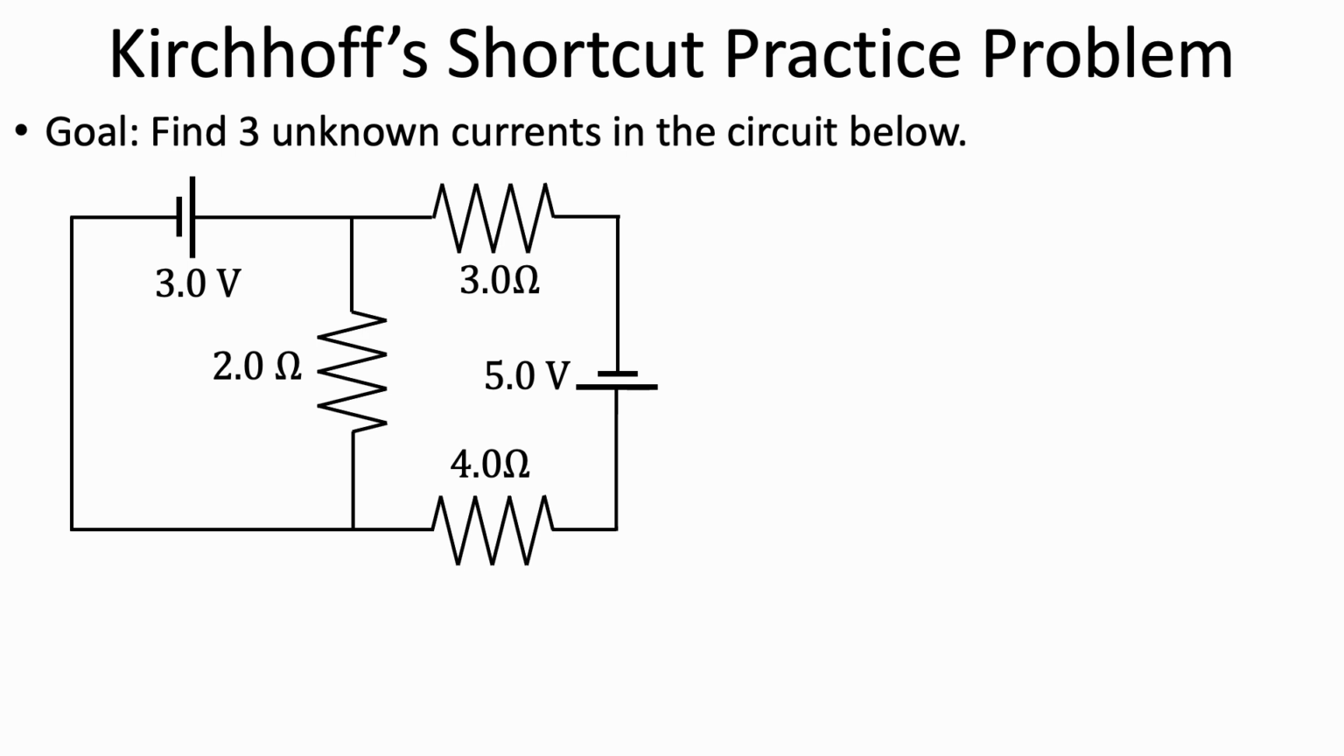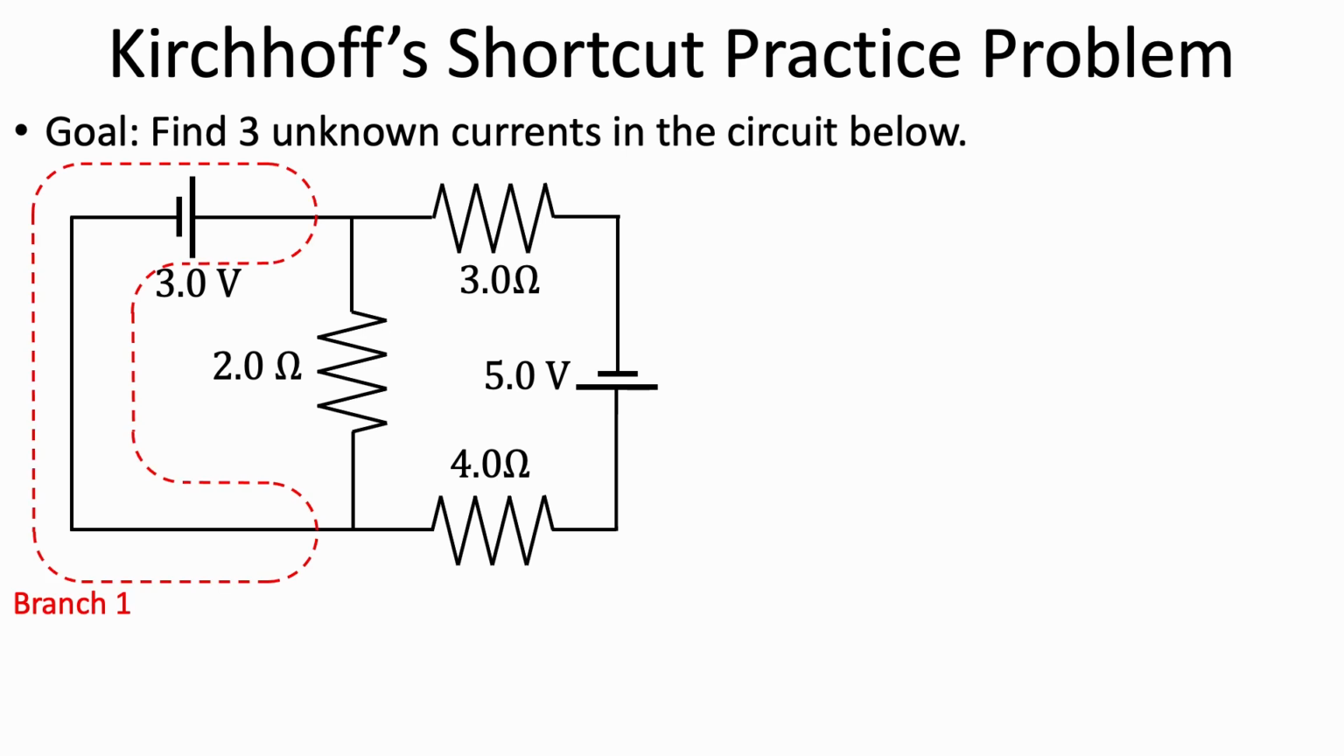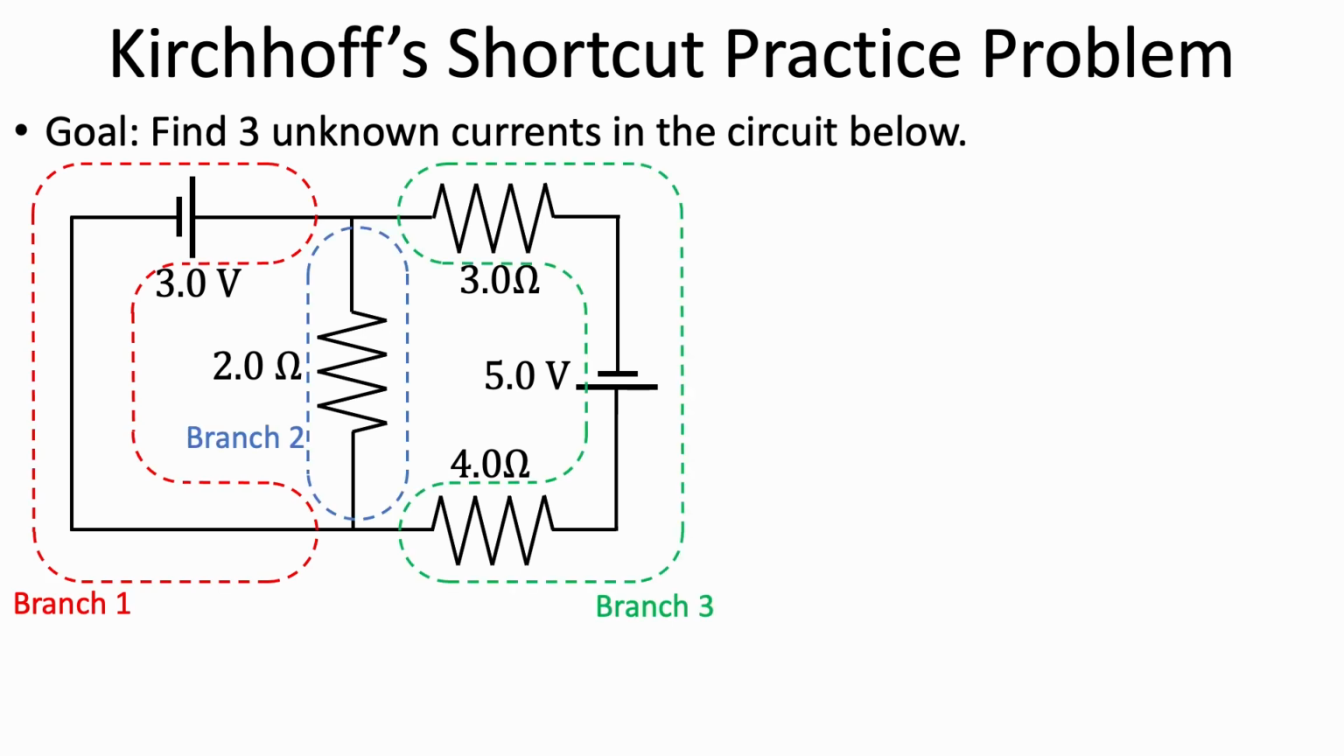Let's begin. Here's the circuit I will solve, and the goal is to find the three unknown currents in the three branches. I will call the branch on the left branch 1, the one in the middle branch 2, and the one on the right branch 3. I will call the junction marked by the red circle junction A.